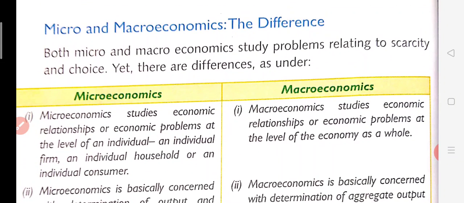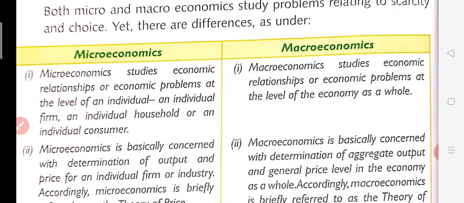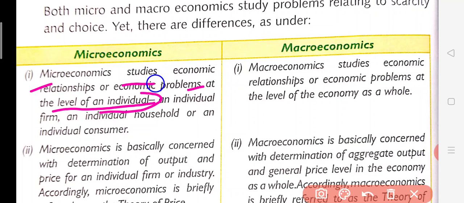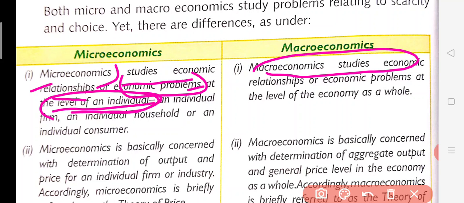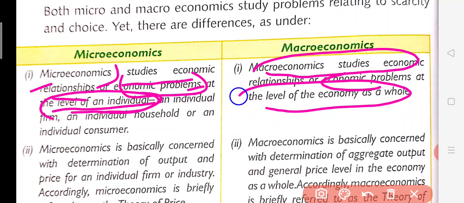Now what is the difference between microeconomics and macroeconomics? Microeconomics studies economic relationships at the level of an individual. Or you can say microeconomics studies economic problems at the level of individual units. Macroeconomics studies economic relationships or problems at the level of a country or economy as a whole.